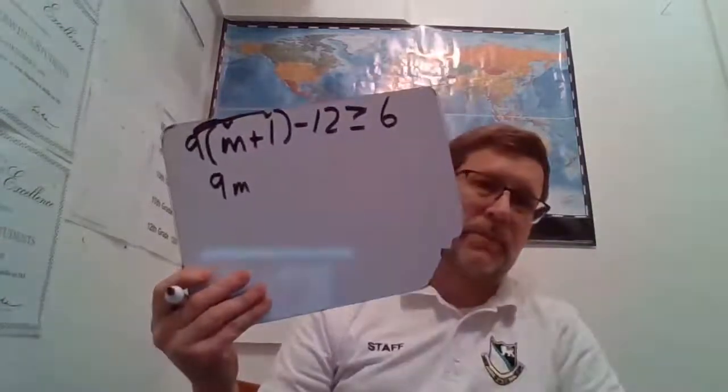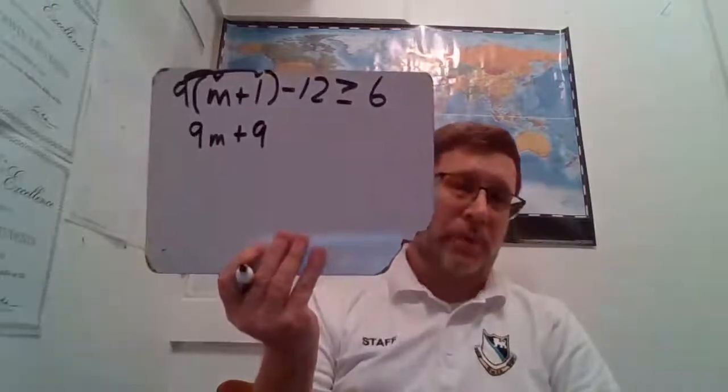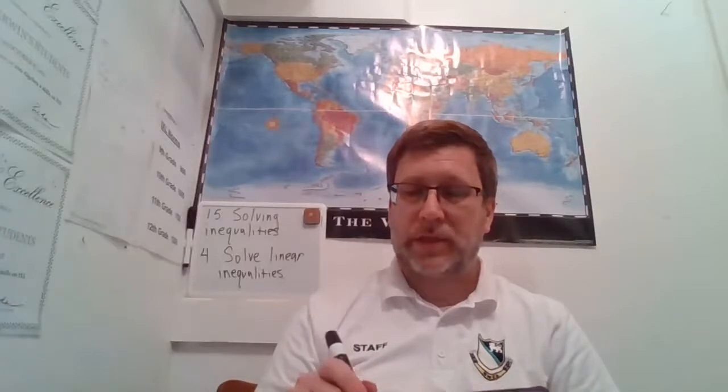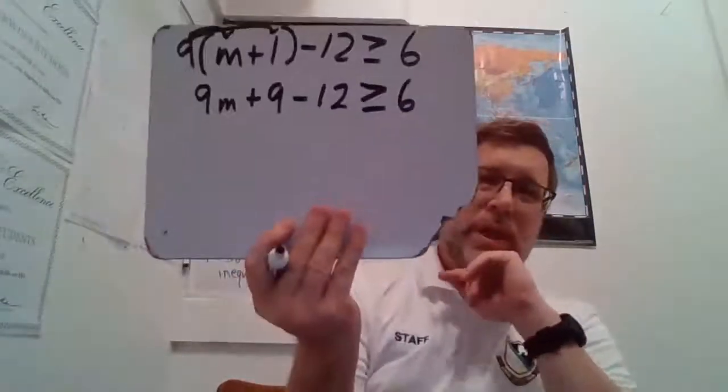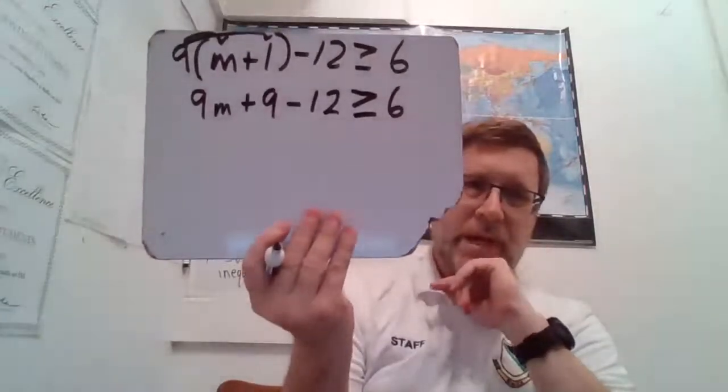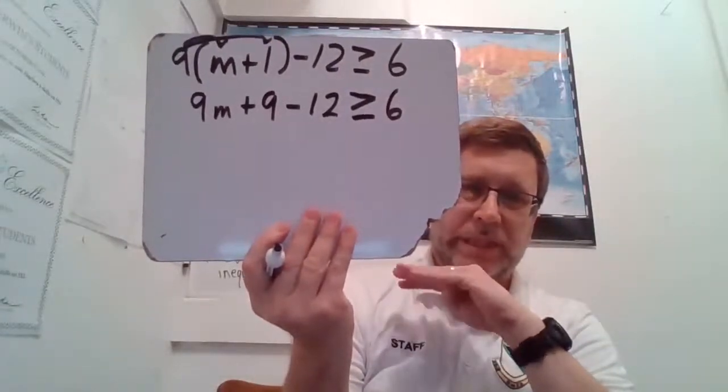The 9 times the M is 9M. The 9 times the 1 is plus 9. Do I multiply the 9 times the 12? I cannot. So I just bring that down. It's minus 12 is greater than or equal to 6. Let's read that mathematical sentence: 9M plus 9 minus 12 is greater than or equal to 6.